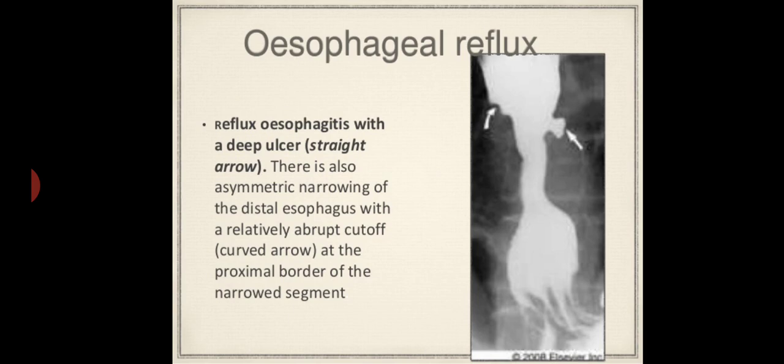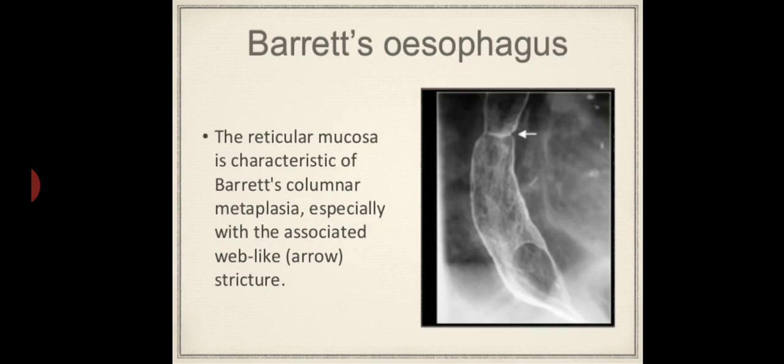This is the esophageal reflux. Reflux esophagitis with deep ulcer. Straight arrow, as this can be seen with a deep ulcer. There is also asymmetric narrowing of the distal esophagus with a relatively abrupt cutoff at the proximal border of the narrowed segment. Next is Barrett's esophagus. The reticular mucosa is characteristic of Barrett's columnar metaplasia, especially with an associated web-like structure. So this is Barrett's esophagus.